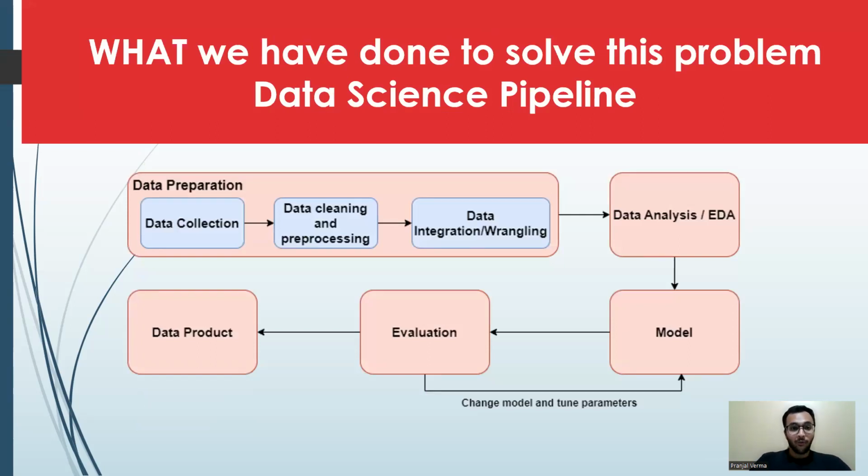Now we are going to cover what we have done to solve this problem. First, the data science pipeline. It starts with data preparation. We collected data from a crowdsourced Wikipedia page and the Nintendo Switch website. There was a lot of data to be cleaned and pre-processed. Finally, all this data was integrated and we got a combined data set. Then EDA was done to analyze the data, and we used different models and evaluated them. Finally, we present a data product for this.